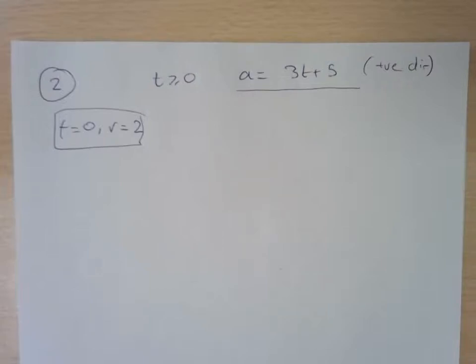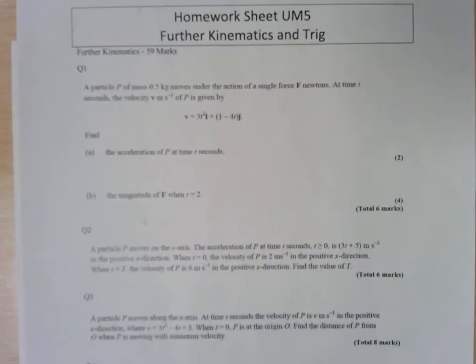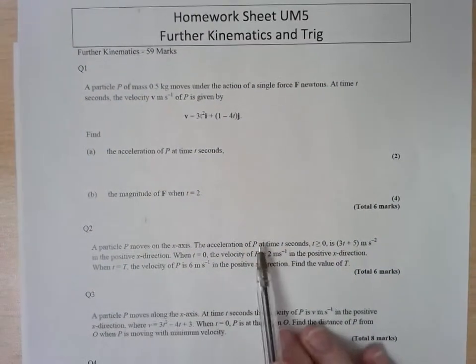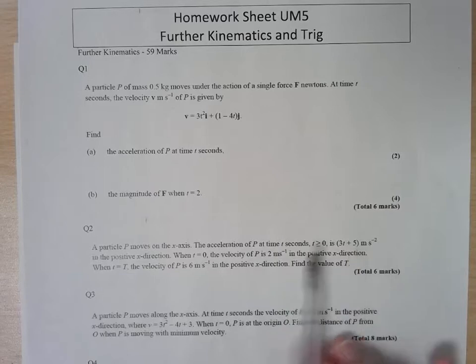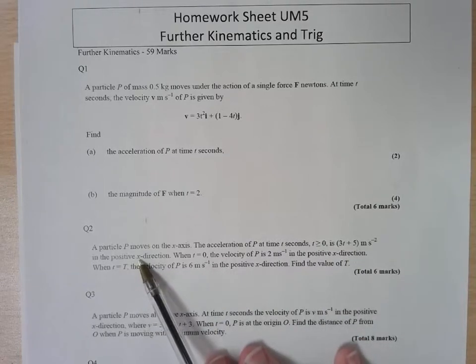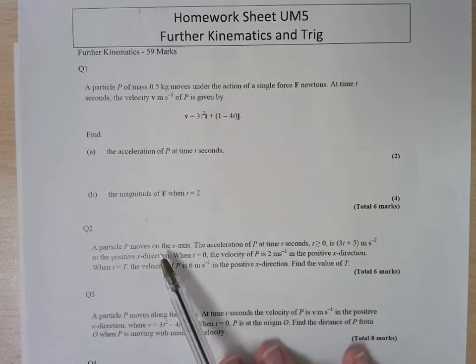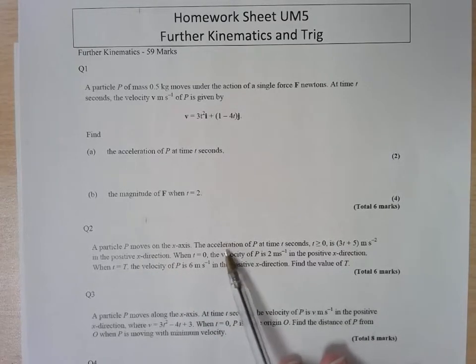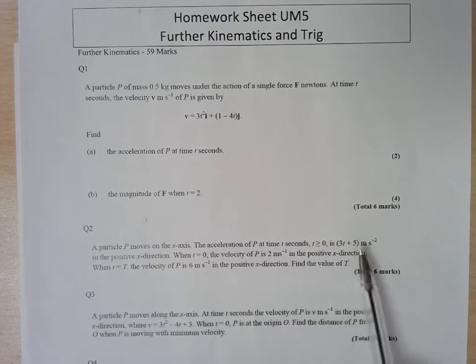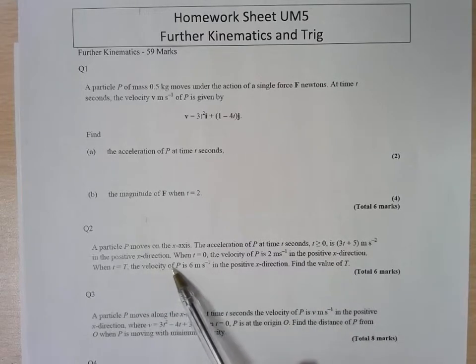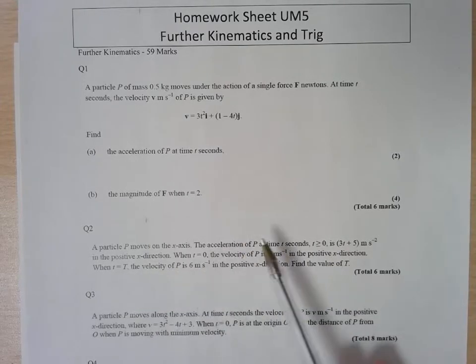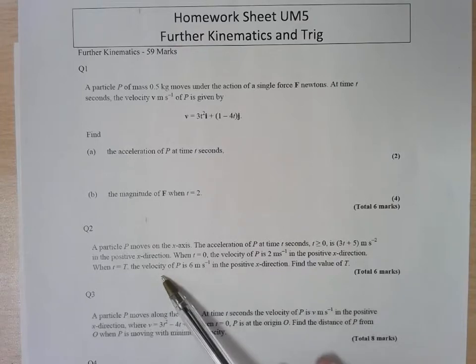For question 2, we're given a question about particle P, and we're told its acceleration along the positive x-axis. So this isn't using vectors, this is just using standard differentiation and integration. So we get given acceleration, and if we skim down to the end of the question, it asks us about the velocity of P. So we need to try and turn acceleration into velocity using integration.